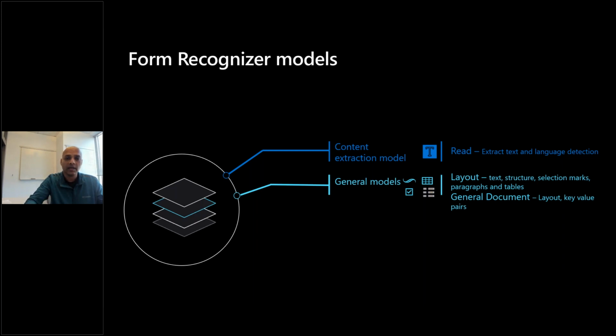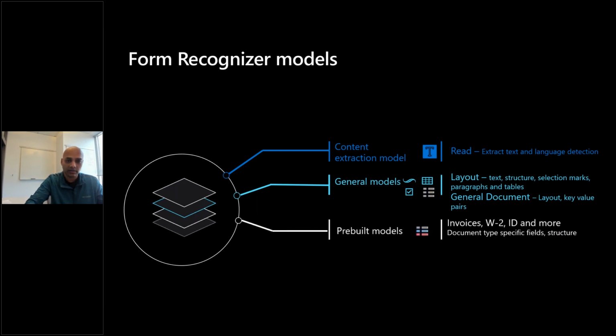The next API is the general document API, and the general document API extracts key value pairs in addition to everything that layout does, right? So if you think about a typical form, you don't need to create a model for that particular form. As long as it has key value pairs contained within it, we will extract those key value pairs with no training required. So it's just an unsupervised model that can extract these key value pairs from any document.